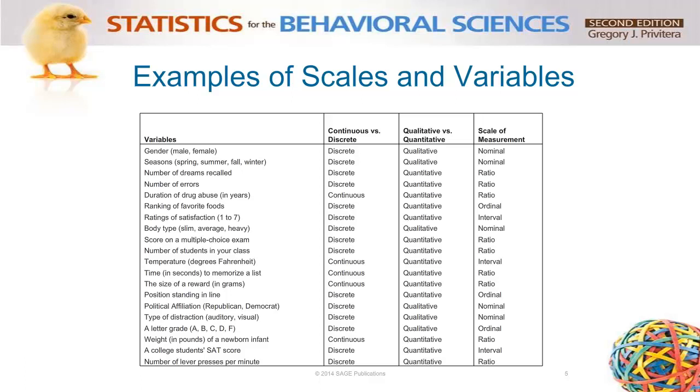Here it says qualitative versus quantitative, and this is tricky because you have to look at how it's represented here. Because it says male or female, they have it down as qualitative. If you put 1 equals male and 2 equals female, that would then be quantitative. So quantitative will deal with numbers, qualitative will deal with words. And then the scale of measurement, of course, is nominal. They're just names that we've assigned based on certain characteristics.